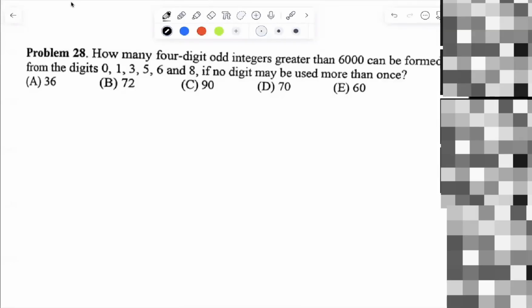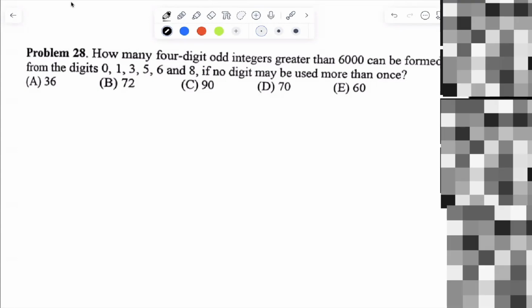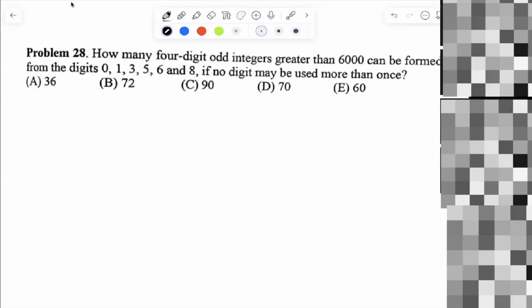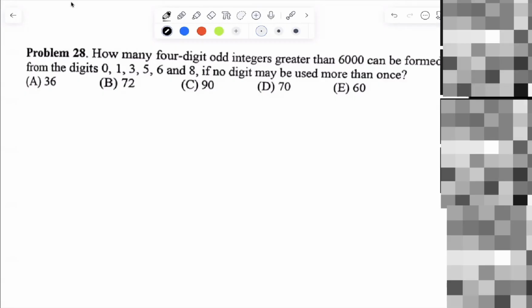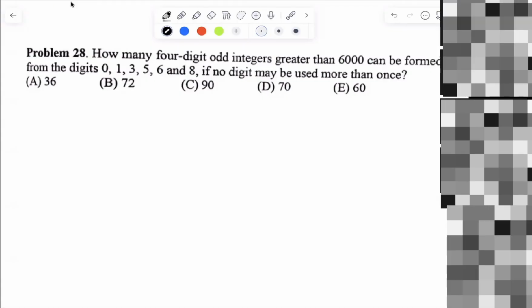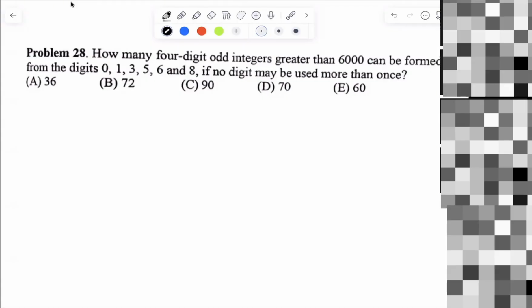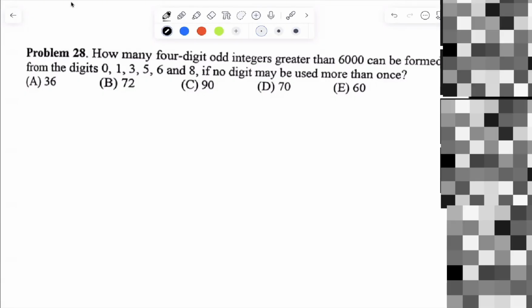All right, let's get started. So basically, how do we approach this? No digit can be used more than once, and the first digit cannot be 0, and the last digit has to be odd. How do we approach this? We notice that since the integers have to be greater than 6,000, the only possible first digits are 6 or 8.